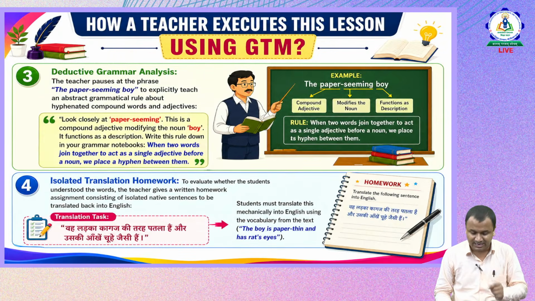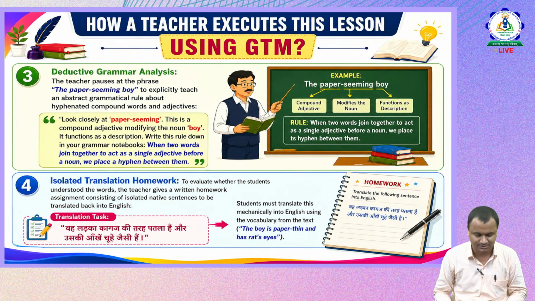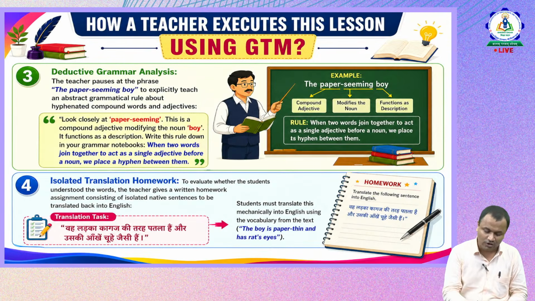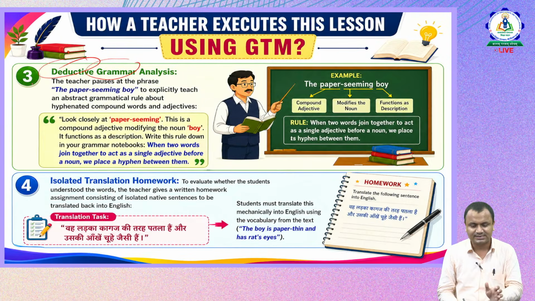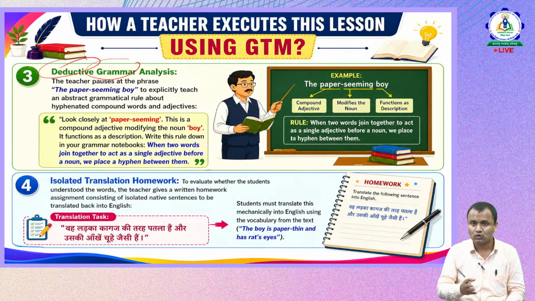Third step is deductive grammar analysis. While teaching any concept through GTM, we focus on grammar in the deductive way, which means we will focus on rules and then examples. Rules and then examples. We'll ask the students to write down the rule of grammar and then examples, and then mug up or memorize the things. So grammar is taught in this way, the deductive way.